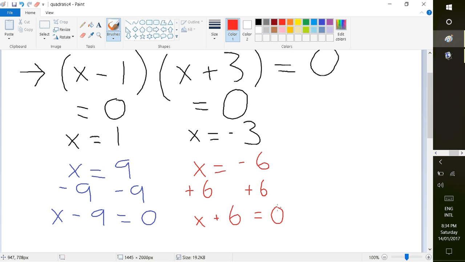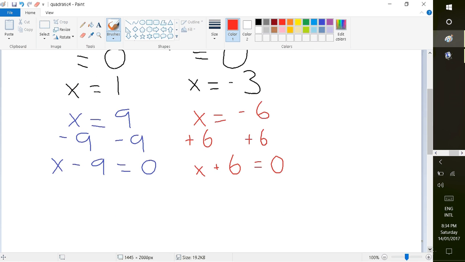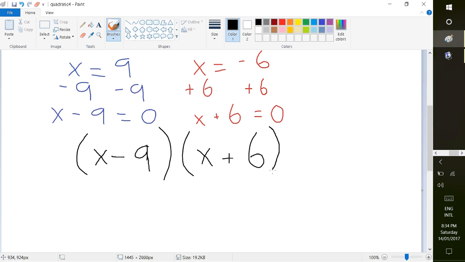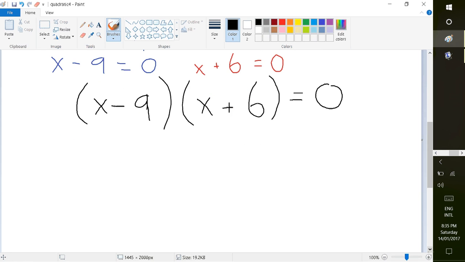So now we have two mini equations, which we then multiply together, and that will give us a factorized quadratic equation with solutions x equals 9 and x equals -6. So we're on the right track. Now to the second part, which is to expand this equation.